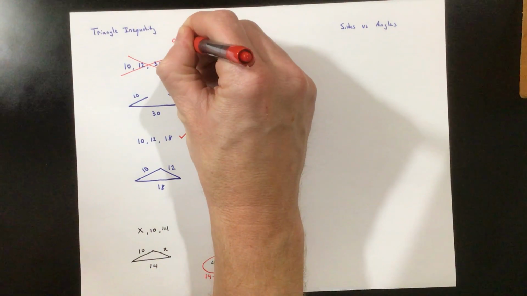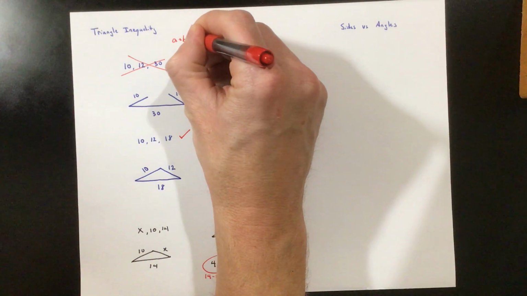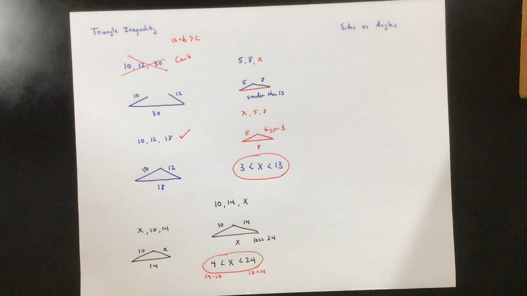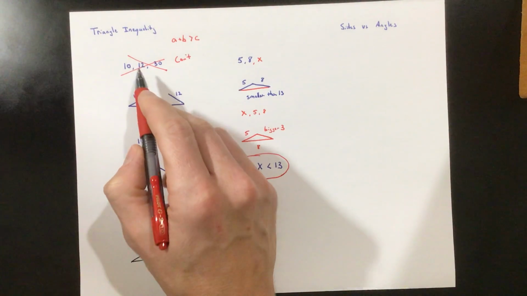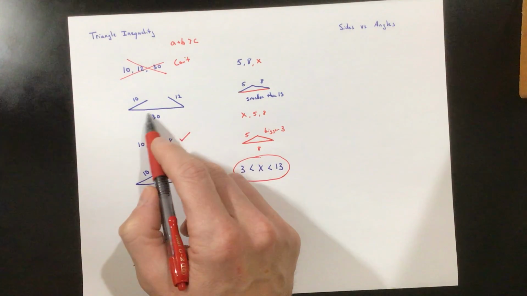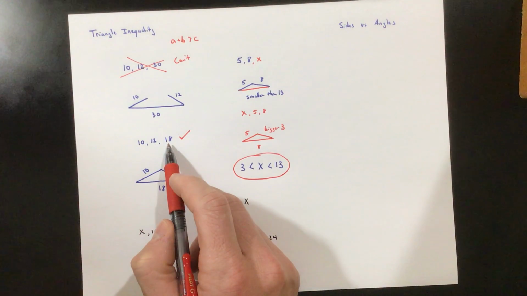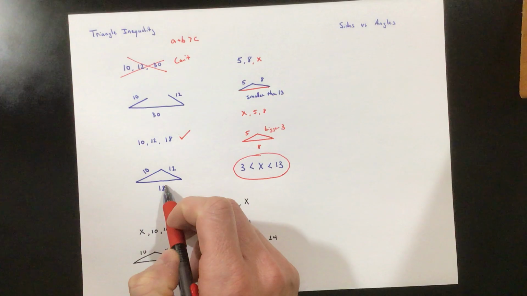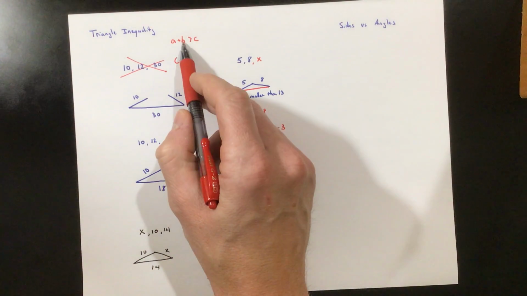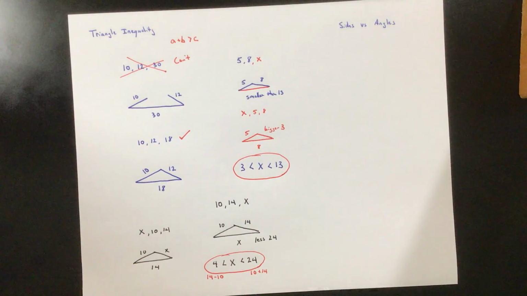A plus B has to be greater than C. Again, 10 plus 12 has to be greater than 30, otherwise it's not going to hit. Again, 10 plus 12 is greater than 18. We'll just draw it out. That will make a triangle. And again, this is where A and B are the small ones, and C is the biggest.